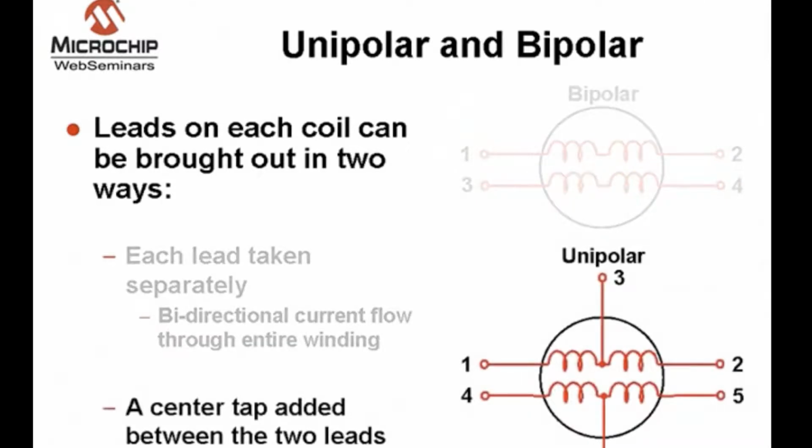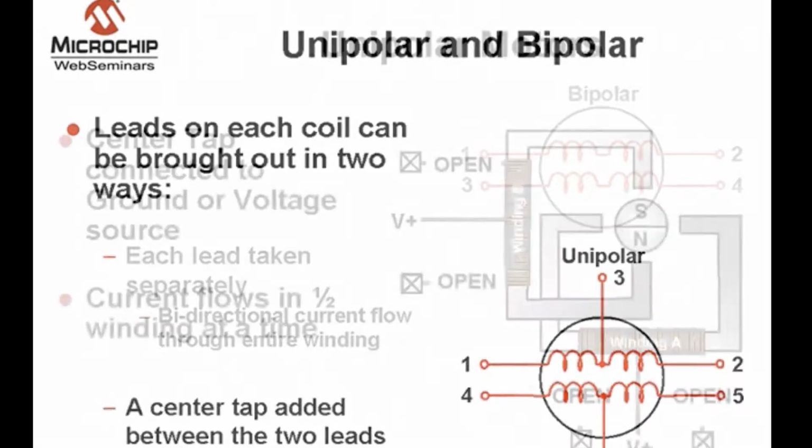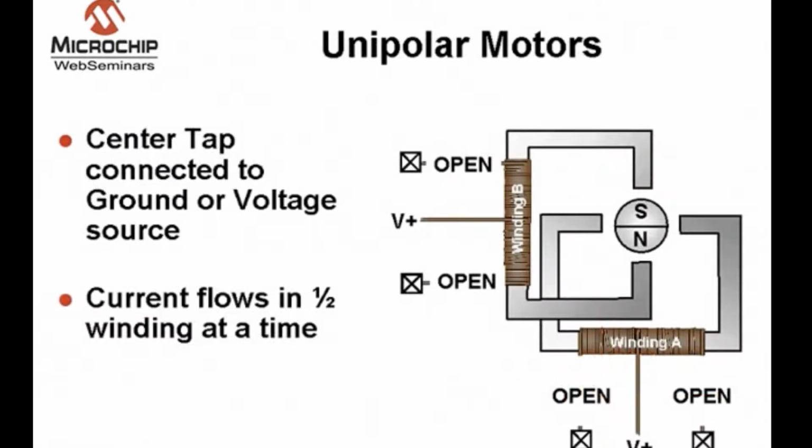The unipolar configuration, on the other hand, only allows current flow in half of the winding at one time. Notice that each winding has a center tap that is brought outside of the motor along with each winding lead. Let's take a closer look at how the unipolar type of motor works.